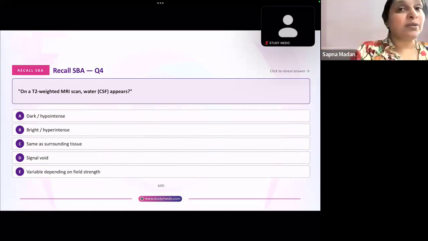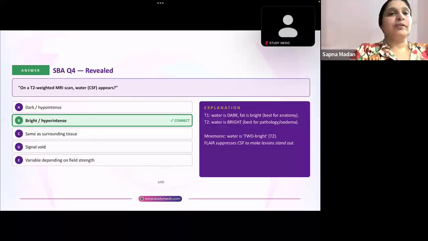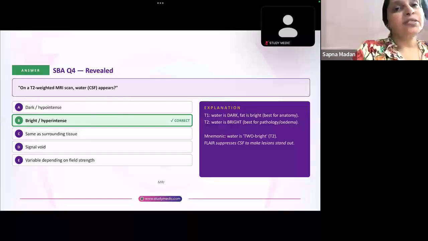So what was the mnemonic? Water is too bright, TWO bright. So on T2, it will become bright or hyperintense. Water is dark in T1, water is bright in T2. And FLAIR we had discussed, it will suppress the CSF to make the lesions stand out.